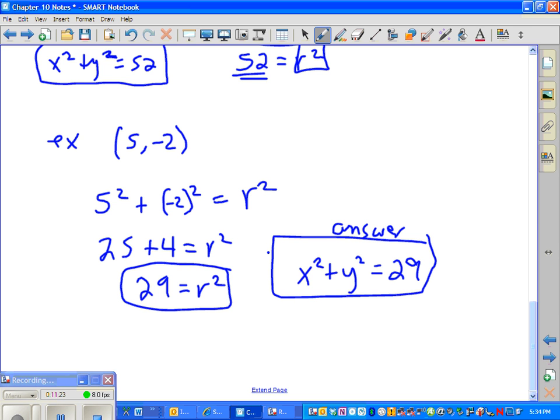How are we doing on this? Okay, well, let's move on to the last shape.